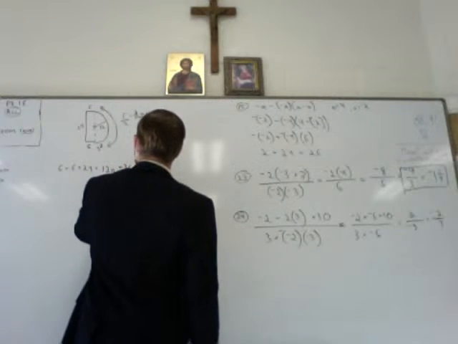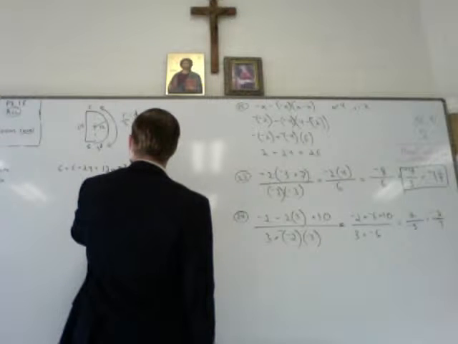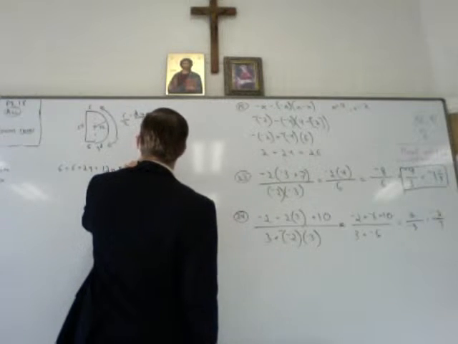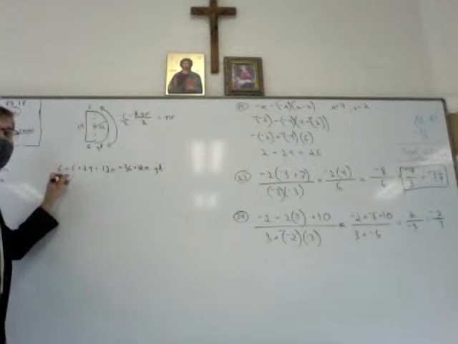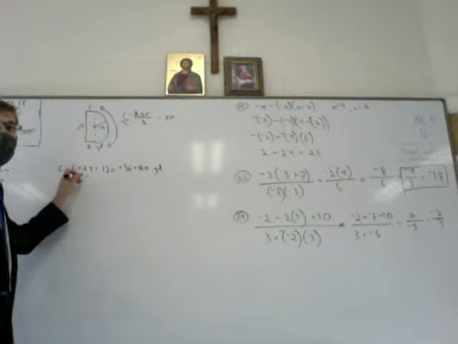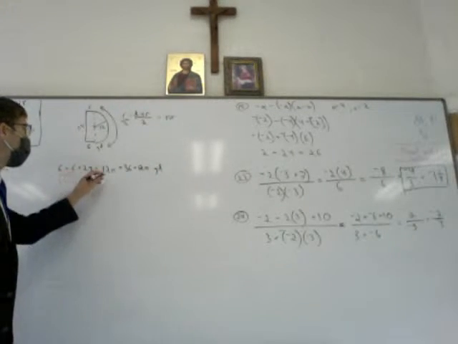36 plus 12 pi. How do I get 36? 6 plus 6 is 12, plus 24 is 36. No, these are different things.